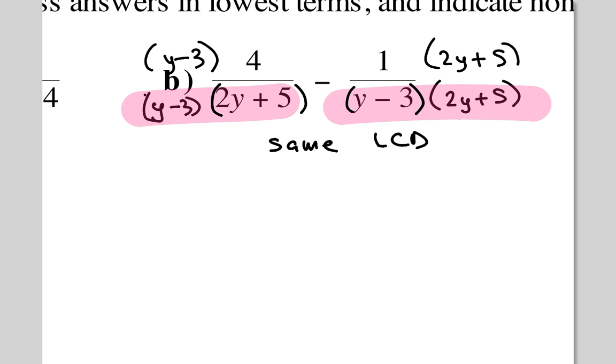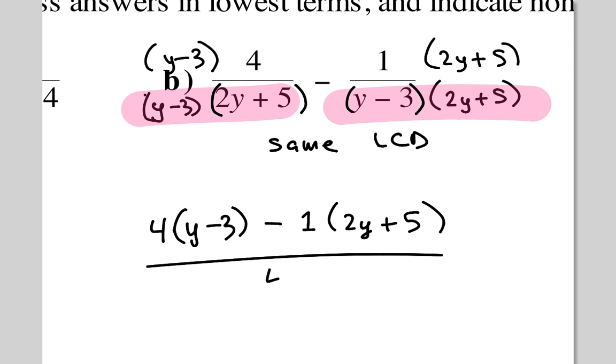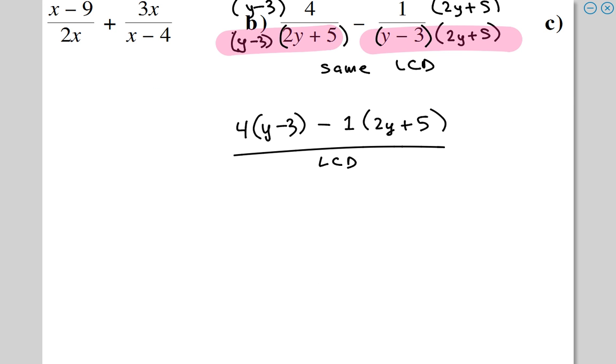Combine the tops. So we have a y minus 3 with a 4 in front, and we're going to subtract a 1, 2y plus 5, all over... and you know I'm lazy. I'll just put LCD, because I'm lazy. I got work to do in the top, but I'm lazy.